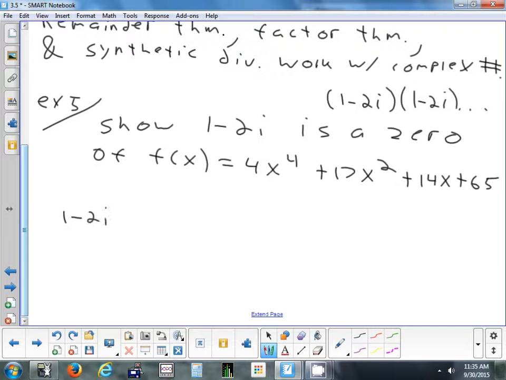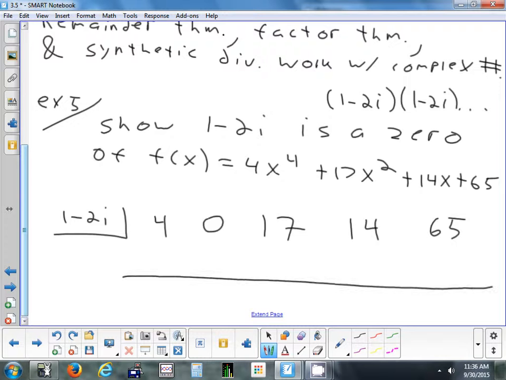So we go. 1 minus 2i is my root. Okay, put my coefficients down. What are my coefficients going to be here? 4. Yep. Good. 0. 17. 14. 65. Okay, so we're hoping to get remainder 0. I just had to pick the big number. Yeah, I did.